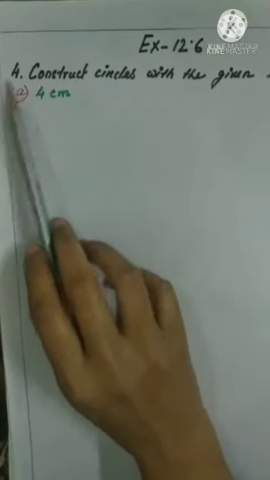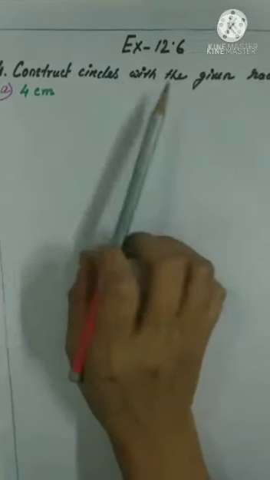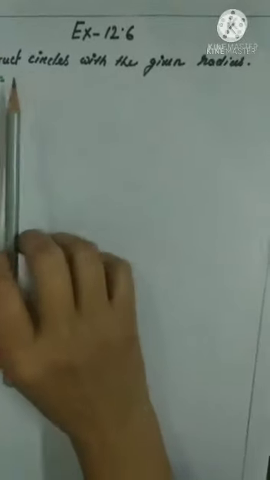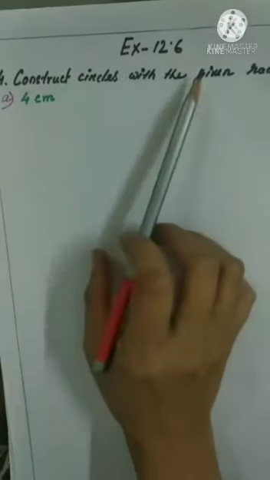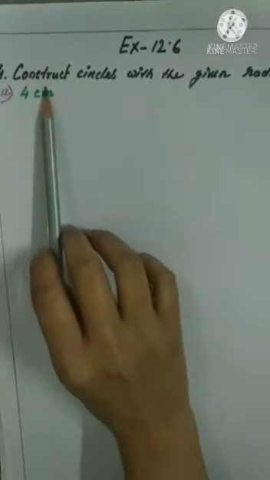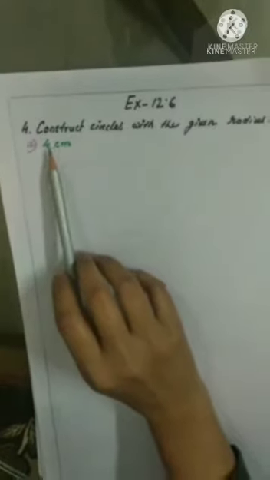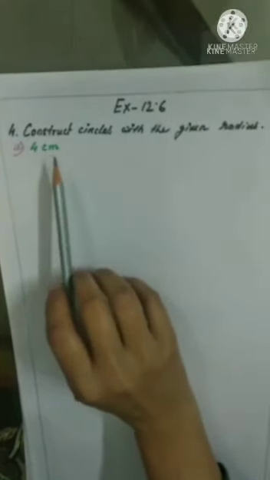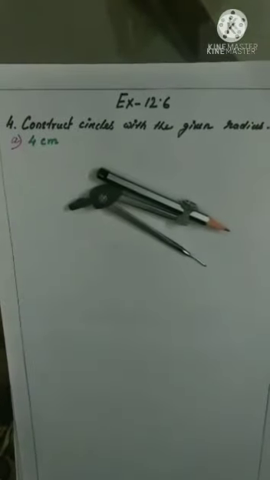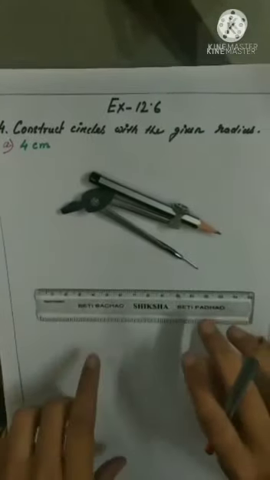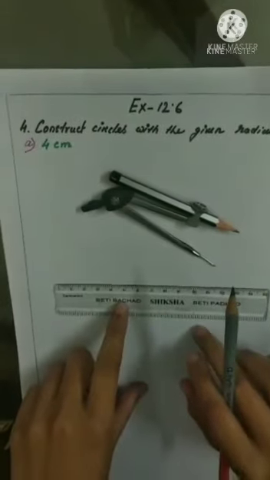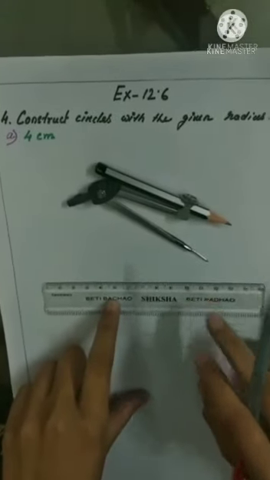Question number 4. Construct circles with the given radius. So students, here what we have to do? Here radius are given and we have to draw the circle. Now see question number A. 4 centimeter. That is, radius is 4 centimeter. So students, this is the compass and this is the scale. With the help of these two instruments, we will draw the circle.